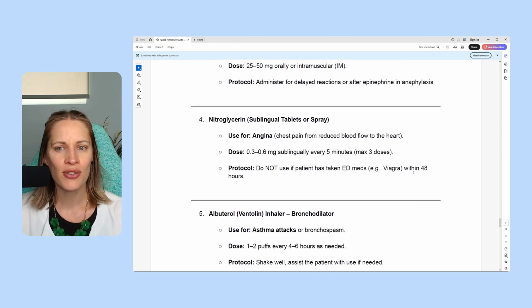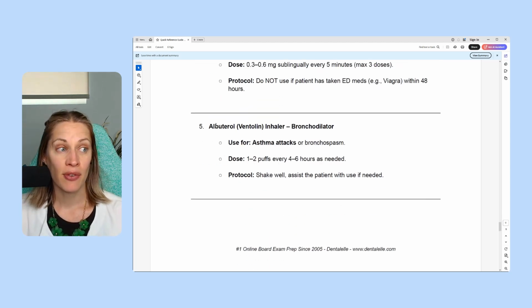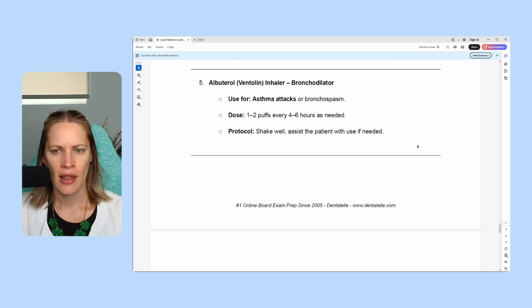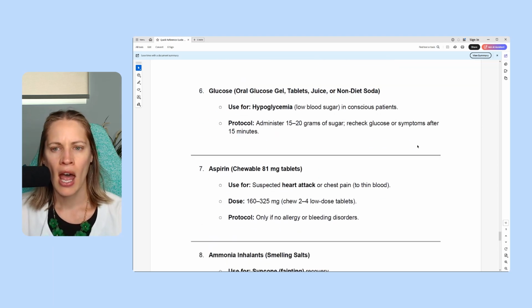There's nitroglycerin. So if they're having chest pain, not necessarily a heart attack, but you're like, something's going on here, then there's nitroglycerin. What about an inhaler? So if they're having an asthma attack or they're having trouble breathing, not necessarily an anaphylactic shock where they can't breathe, but they're just kind of having trouble. They're taking extra breaths, and you're like, okay, you need your inhaler. That is something that could be given.